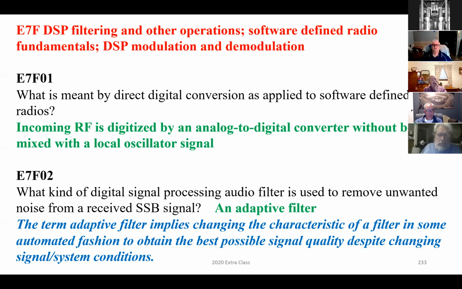Okay, what kind of digital signal processing audio amplifier is used to remove unwanted noise from a received single sideband signal? That would be an adaptive filter. The term adaptive filter implies changing the characteristic of a filter in some automated fashion to obtain the best possible signal quality despite changing signal system conditions.